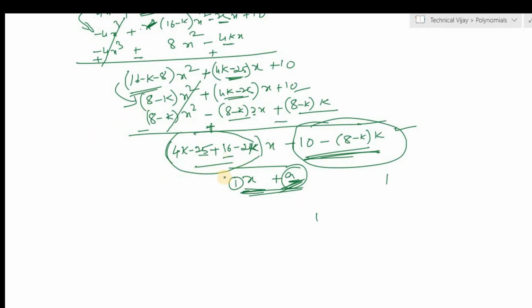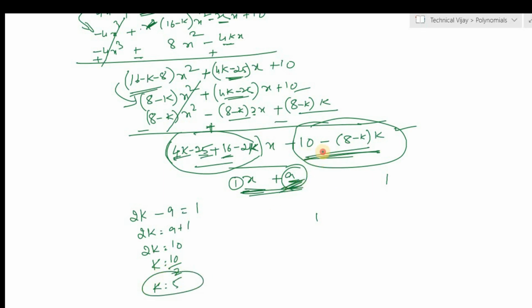Now after equating this, minus 25 plus 16 is minus 9. 4k minus 2k is 2k, which is equal to 1. So 2k is equal to 9 plus 1, 2k is equal to 10. k is equal to 10 by 2, so k is equal to 5. So we got the k value.